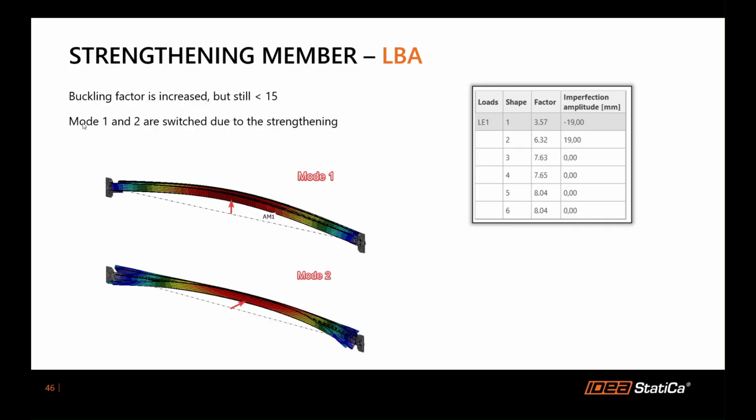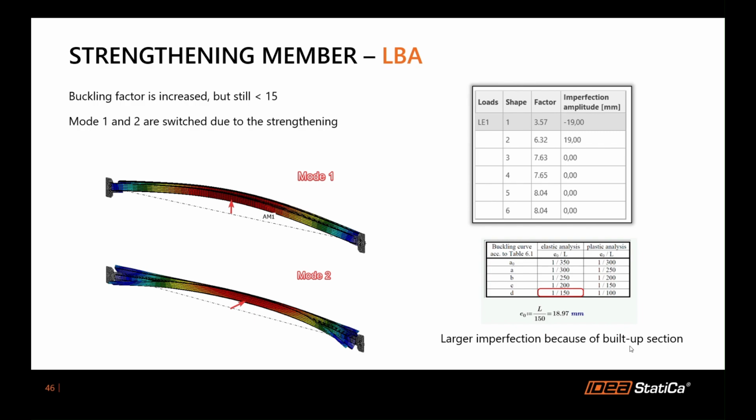Important to mention also is that mode 1 and 2 are now switched due to the strengthening. We saw that before, mode 1 was in the lateral direction, but now mode 1 is in the vertical direction, because of the shape and how that strengthening member is working now. We strengthen it more in the lateral direction. And in shape 2 we have a factor of 6.32, which is increased even more from that 1.63.